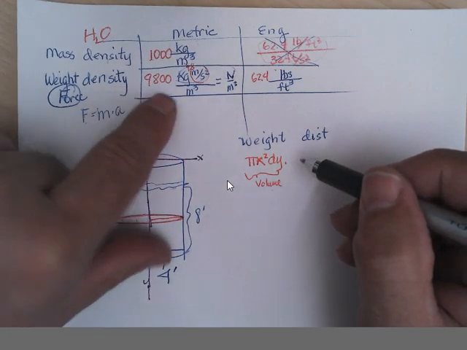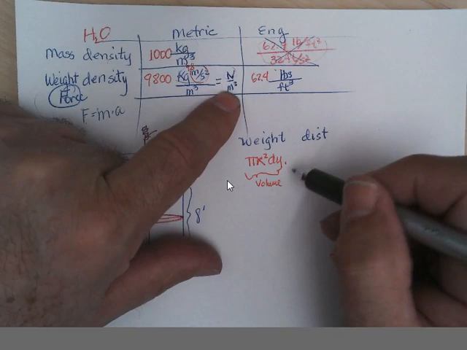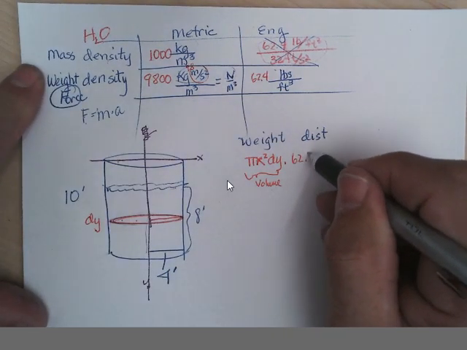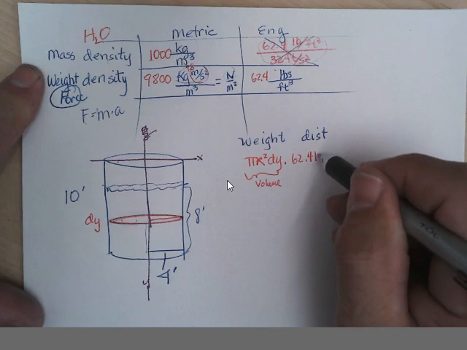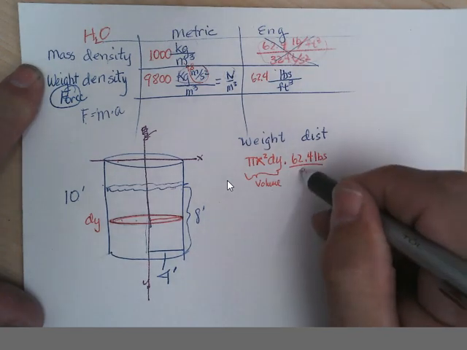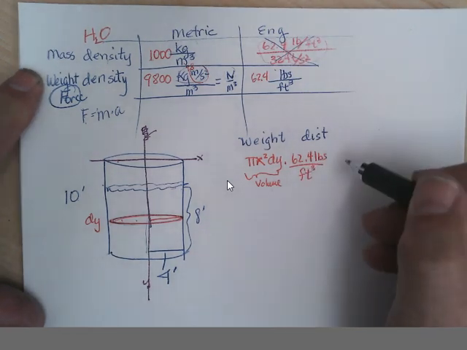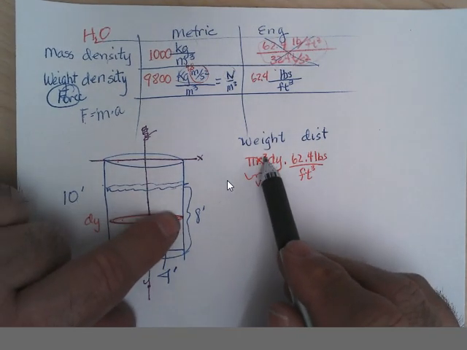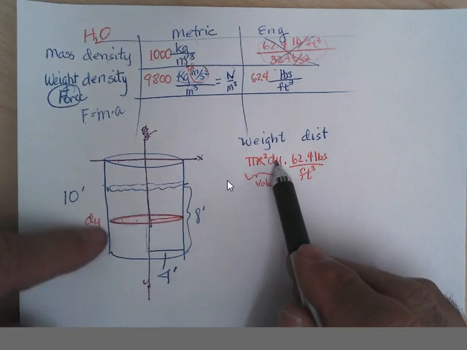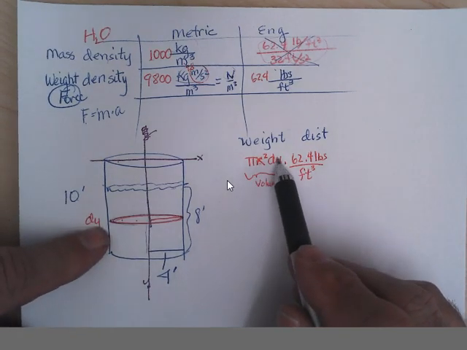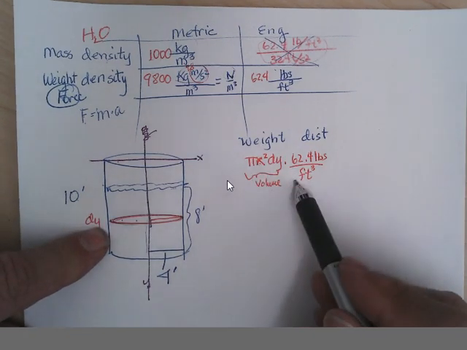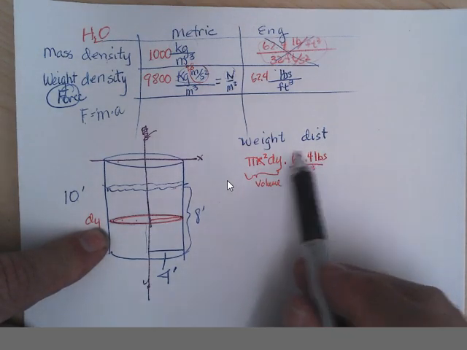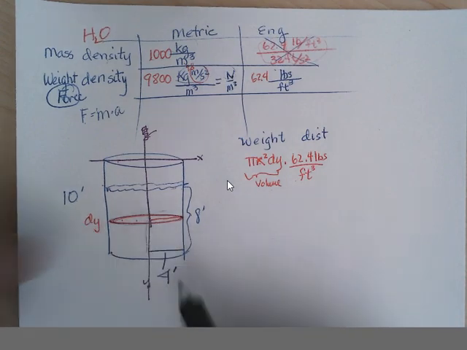Times the weight density, which for water is 62.4 pounds per cubic foot. X is in feet, squared is going to be feet squared, times the thickness in feet. So I've got feet times feet times feet. Feet cubed, we're going to cancel feet cubed. And I'm going to have a weight in pounds, how much this disk weighs.